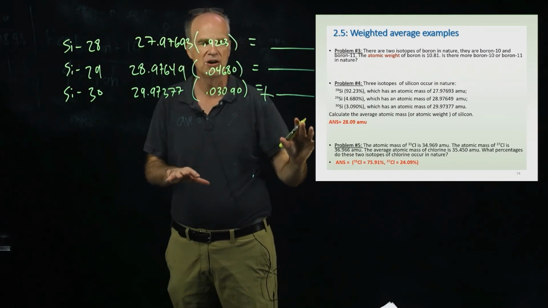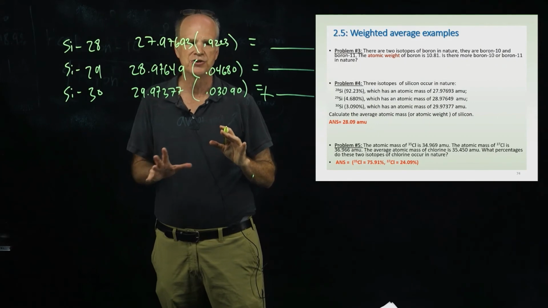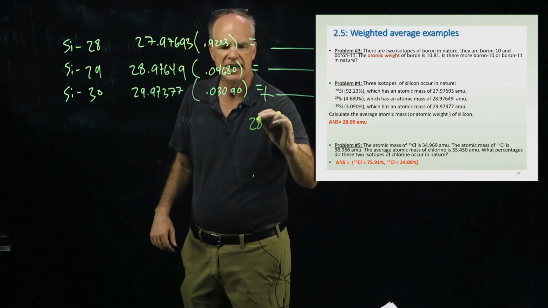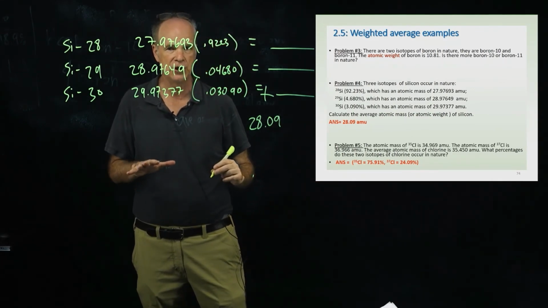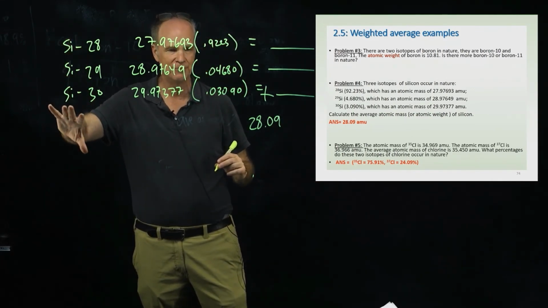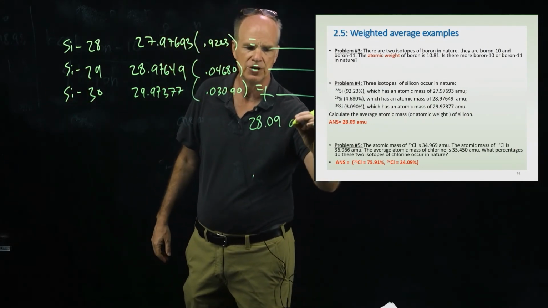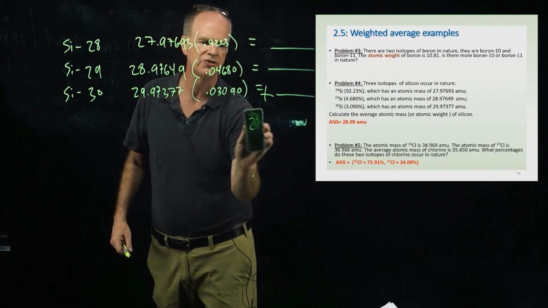And so it's going to be a very large number. And then what you'll have to do is correctly round it off to the correct number of significant figures. So the answer should end up to be the average atomic mass or atomic weight of silicon, considering the relative abundances of these different silicon isotopes, should be 28.09 atomic mass units. Okay, so let's go on to the next one. The next one's a little bit more difficult.